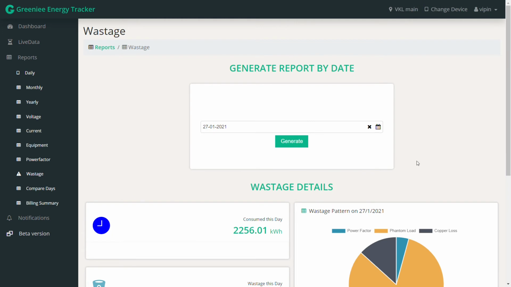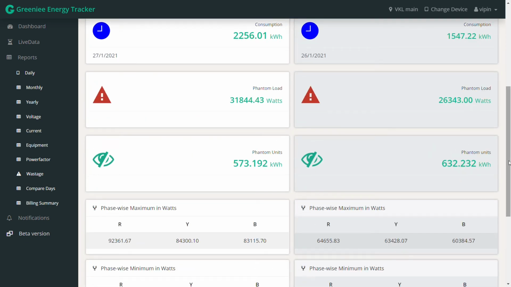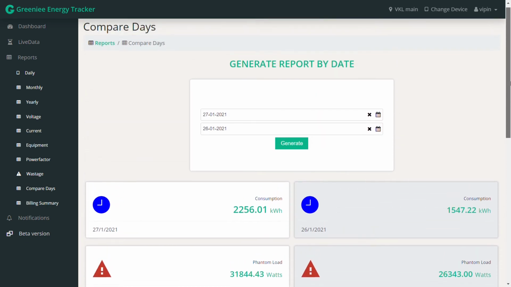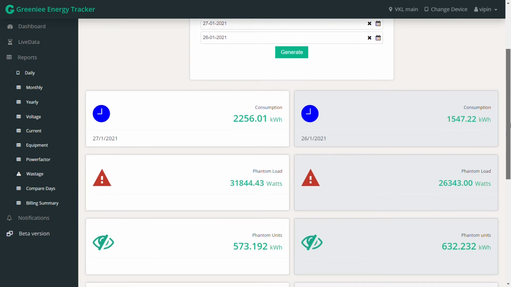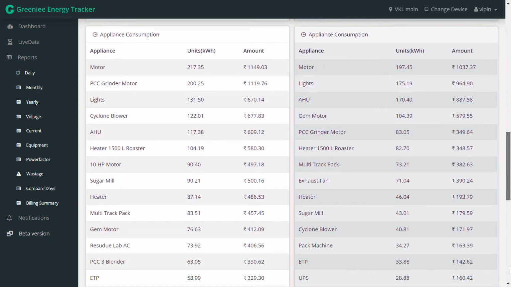The wastage report is another key report in addition to the billing summary report. If you need to compare the consumption and performance of 2 days, you want to see, okay, what was my consumption yesterday? What is the consumption today? You can do that by using the compare days tab, what you see here.